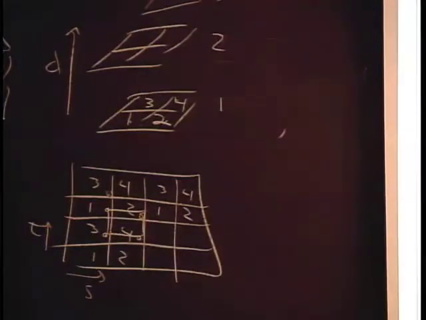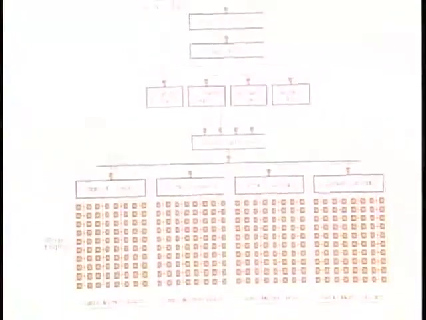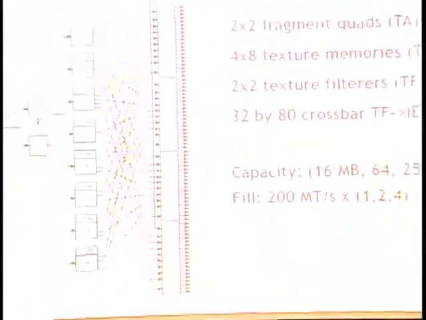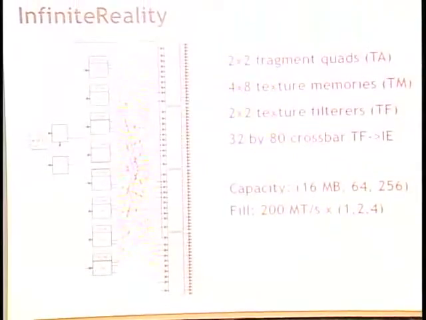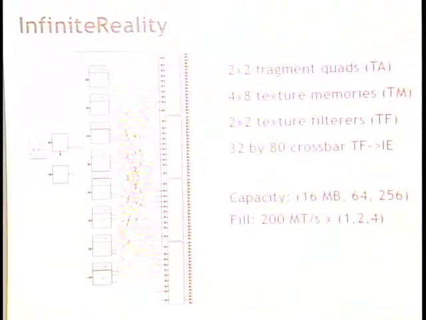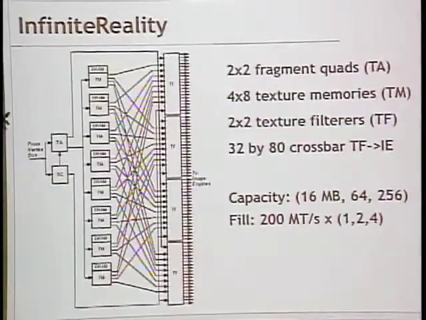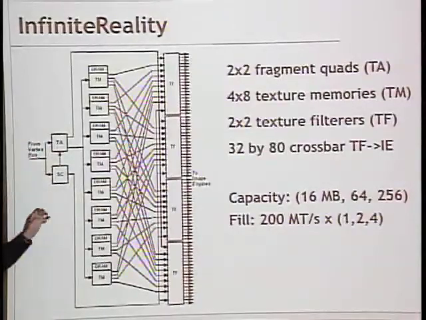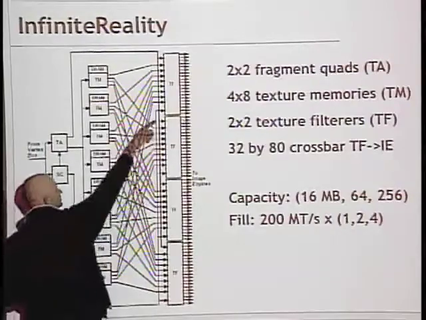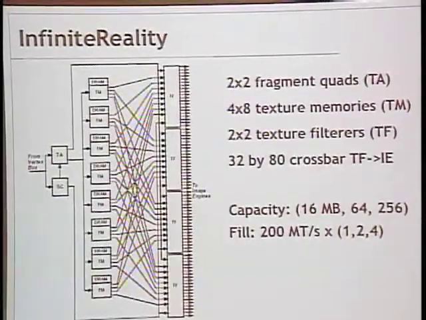So the next generation, they still had fragment generators. We'll talk about this again later on. Just to see what they did, they tried to reduce the replication more, and they did this by having a lot more communication. So this is just a crazy crossbar. A 32 by 80 crossbar is a very complicated thing to be able to do. But you'll notice that they still have eight pieces of texture memory in here, and that's to make sure that all the accesses work, but now it'll address four different texture filters instead of just one like they did before.